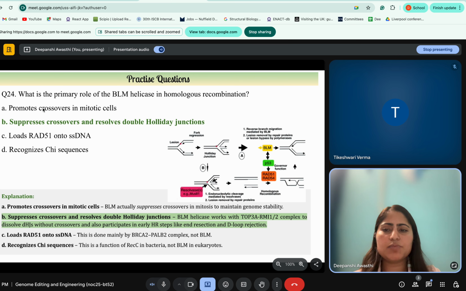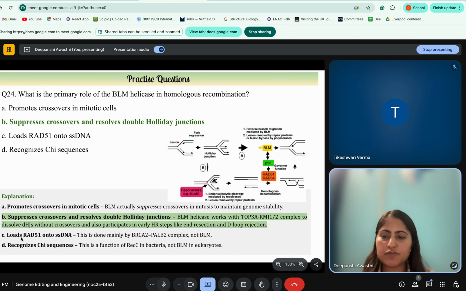The first option was promotes crossovers in mitotic cells. This is completely wrong because BLM actually suppresses the crossovers. Option B suppresses crossovers and resolves the double Holliday junctions. It works along with the TOP3A and RMI1/2 complex to dissolve the double Holliday junctions without crossovers. If you remember that figure, if there is nicking and ligation, then the double Holliday junction will give rise to the crossover products. But if BLM helicase along with these two proteins is used, then it will generate the non-crossover molecules.